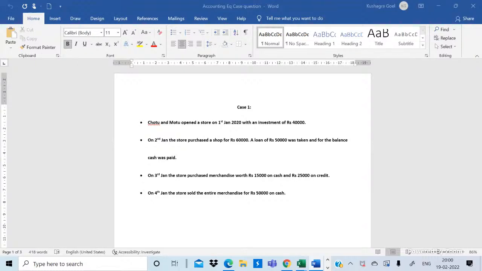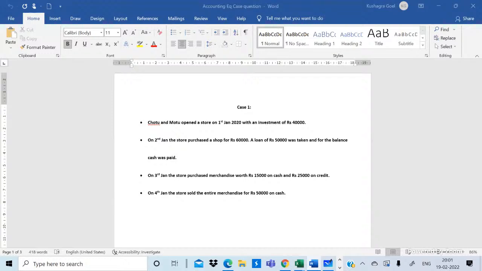On 3rd of Jan, they're saying the store purchased merchandise worth 15,000 on cash and 25,000 on credit. So on 3rd of Jan, this company goes and purchases merchandise stock. And when they purchase stock, the first 15,000 that they purchased, they paid cash. The remaining 25,000 worth of stock, they bought it on credit. So they said the supplier will make a payment after a month, after 2 months, whatever. So they've got some credit period.